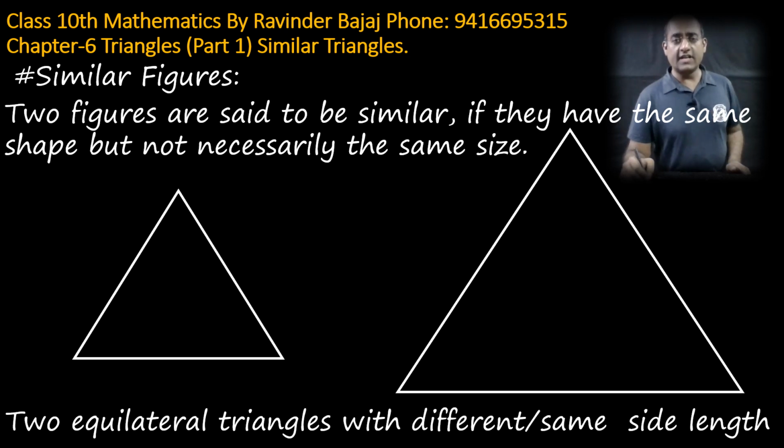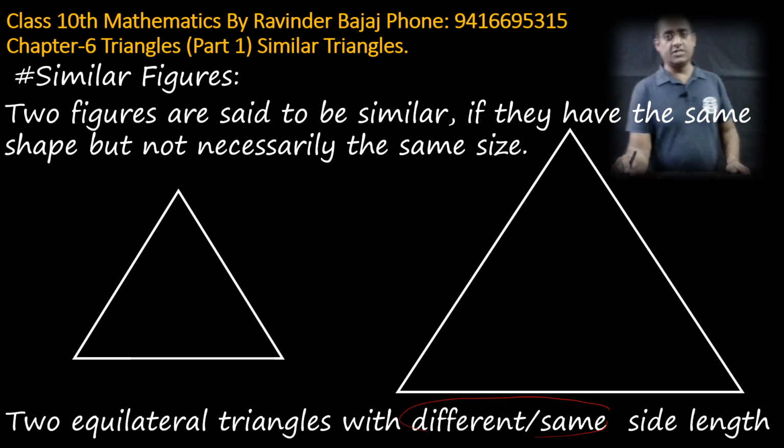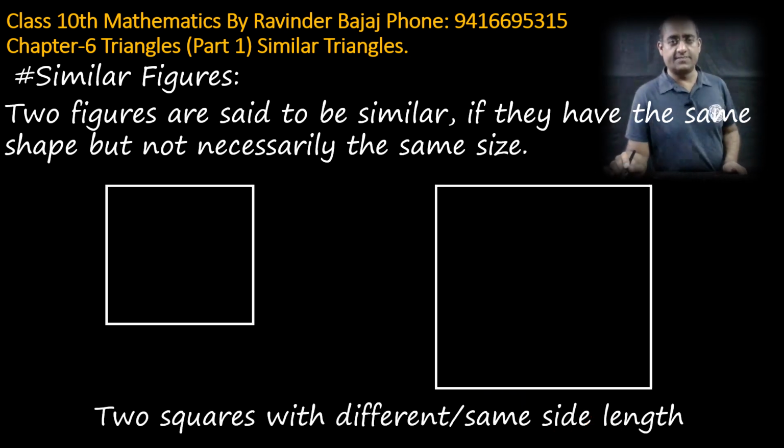Two equilateral triangles with different or same size. It can be different or it can be same in length. So these two figures are similar figures. Two squares with different or same side length are similar figures. So I have given you many examples of similar and congruent figures.